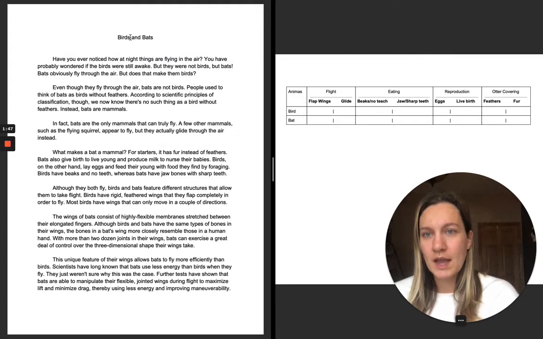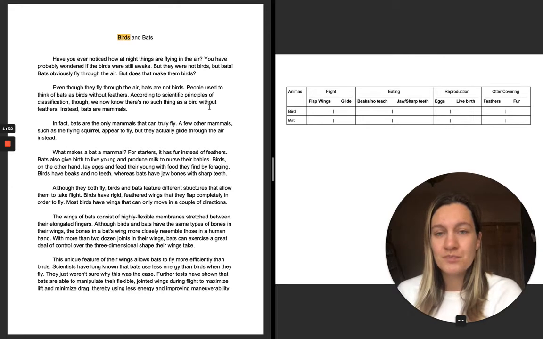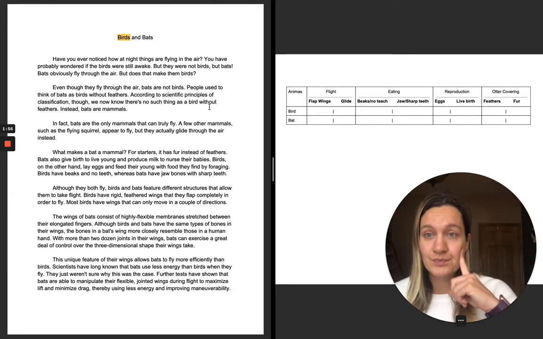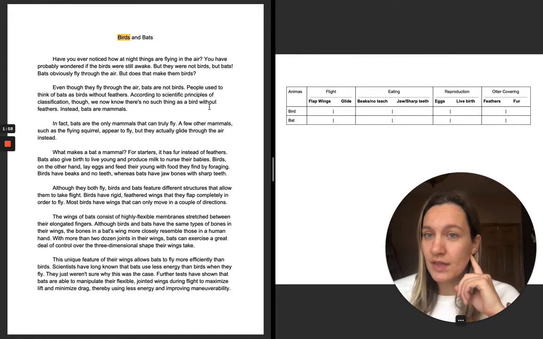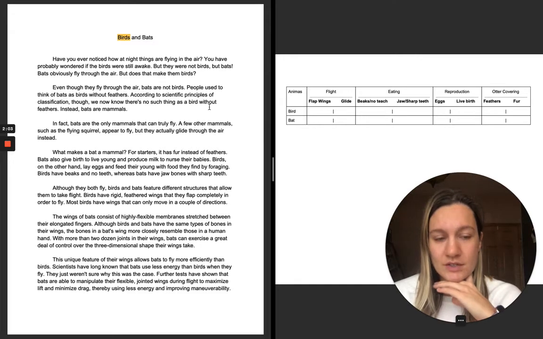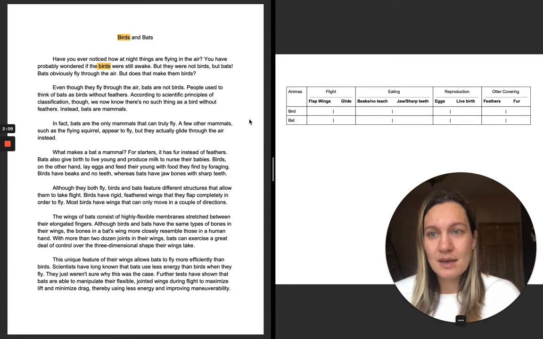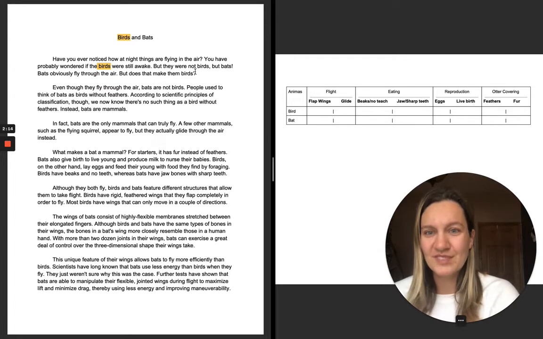Here we go. I'm going to highlight birds right here so I know that I'm looking for all the stuff that has birds. As I read, I want you to raise your hand when you hear me read a sentence about birds. Have you ever noticed how at night things are flying in the air? You've probably wondered if the birds are still awake. Ooh, talking about birds, I'll highlight that word. But they were not birds, but bats. Bats obviously fly through the air, but does that make them birds? I heard birds again. Even though they fly through the air, bats are not birds.